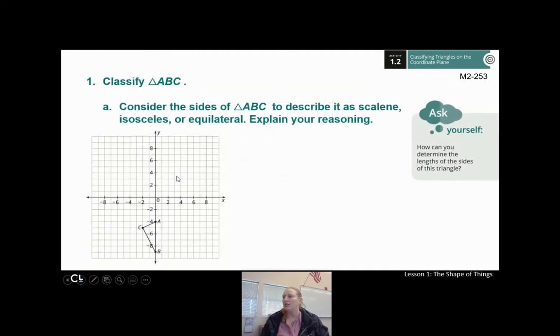So here's what I would like you to do. I would like you to consider the sides of triangle ABC and describe it as scalene, isosceles, or equilateral. So scalene, no sides are congruent. Isosceles means you have 2 congruent sides, and equilateral means you have 3 congruent sides. So go ahead and find the length of each of these sides. You may need to use a little distance formula to do that. That's okay. Work this out and then hit play. So hit pause to work this out, find your sides and classify it, and then hit play when you're ready to check your work.